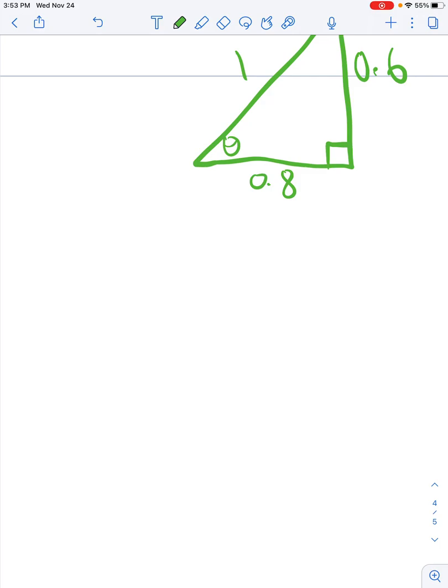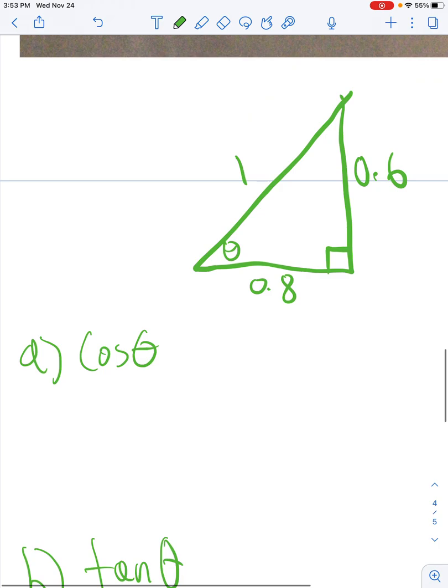So, let theta be an acute angle such that sine of theta equals 0.6. Find the values of cosine theta and tangent theta. So we want to find cosine and we want to find tangent. The first thing I'm going to say is that I can use the Pythagorean identity, sine squared plus cosine squared theta equals 1. And it gave me in the directions that sine of theta equals 0.6.